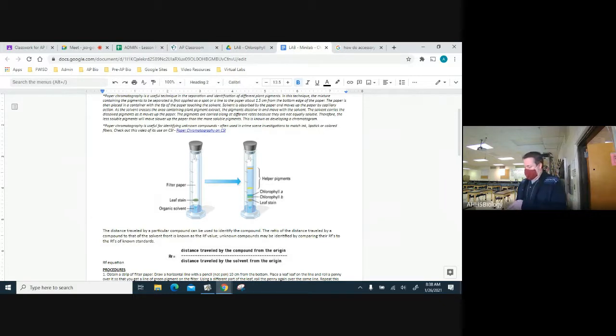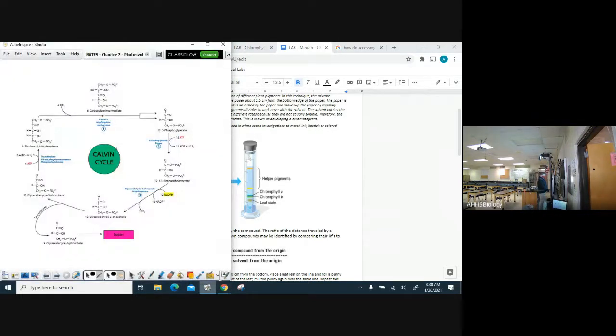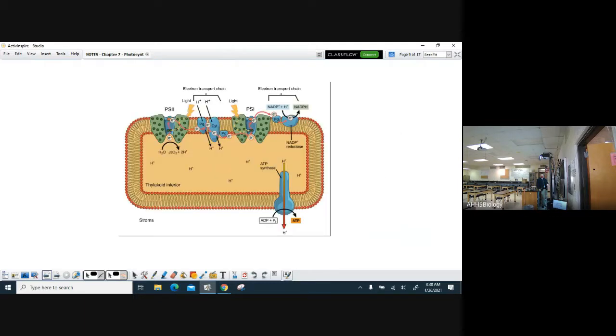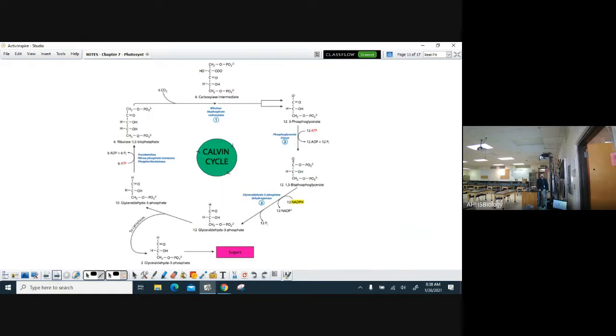And we've got pigments being separated based on their chemical characteristics. And that means we need to talk about photosynthesis. So let's talk about photosynthesis. Okay, we finished up and we had talked about the introduction to photosynthesis, I guess, the main big parts. We talked about the light reaction and we talked about the Calvin cycle right here.